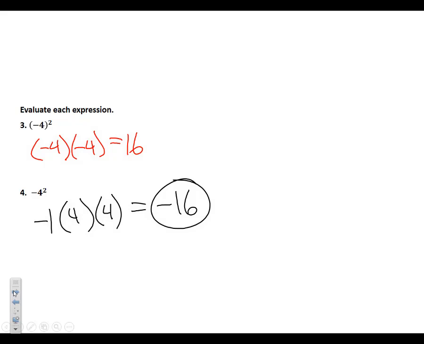Ladies and gentlemen, you need to go to the top of page 718 for the accelerated, 418 for the general, and take some quick notes on the product of powers property, and then come right back.